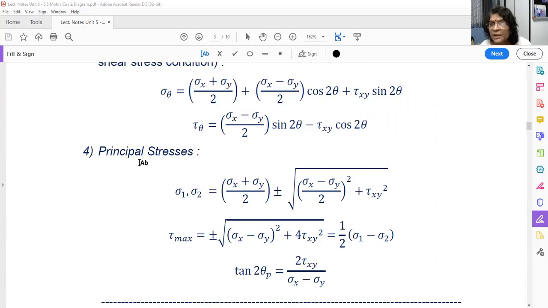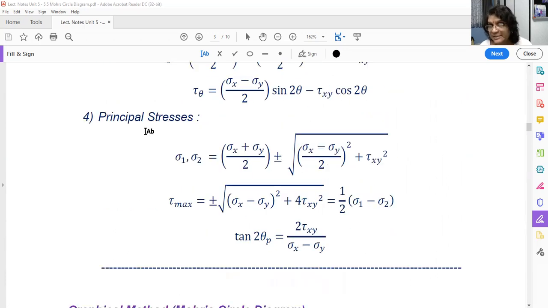Lastly, we have seen how to compute principal stresses by the analytical method. Sigma 1 and sigma 2 are the principal stresses, equal to (sigma x plus sigma y) by 2 plus or minus the square root of ((sigma x minus sigma y) by 2) square plus tau xy square. The maximum shear stress is 1/2 (sigma 1 minus sigma 2), or in terms of sigma x and sigma y, this is the formula. And the principal stress angle, theta p, is given by tan 2 theta p equal to 2 tau xy upon (sigma x minus sigma y).